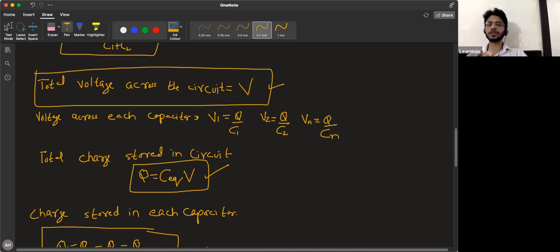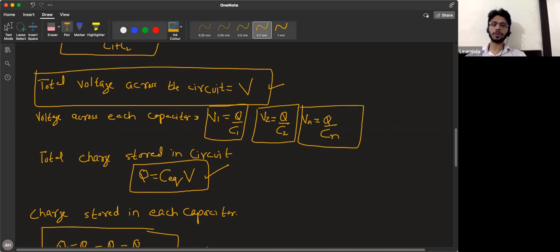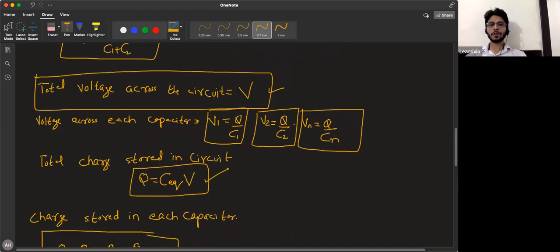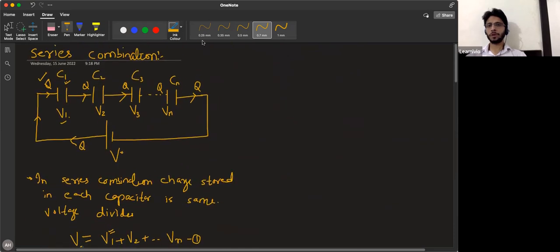For the first capacitor, it's Q by C1. For the second capacitor, it's Q by C2. For the nth capacitor, this is Q by Cn. So this is how we calculate voltage across each capacitor: Q by C1, Q by C2, Q by Cn. Note it down. We'll do one numerical on this.